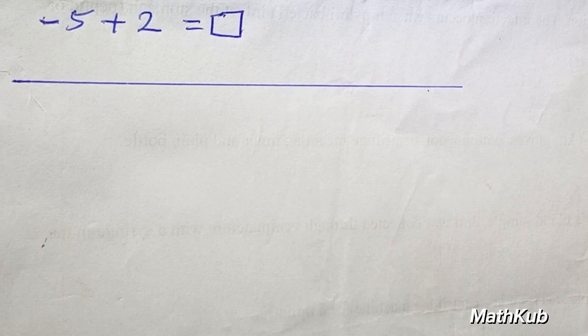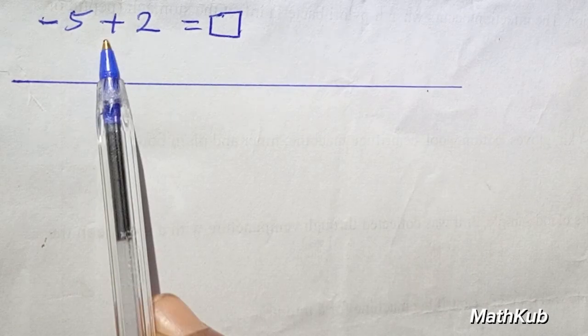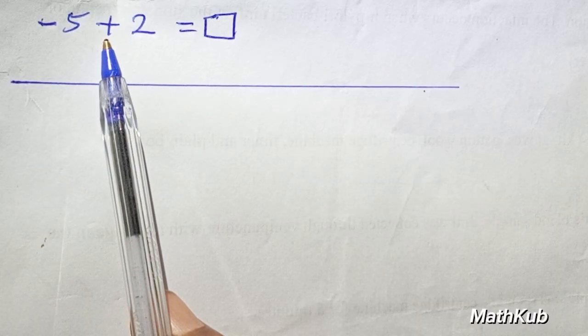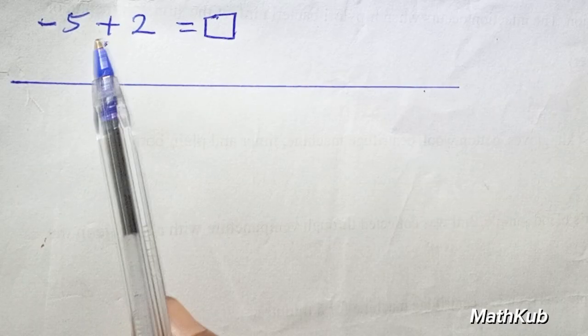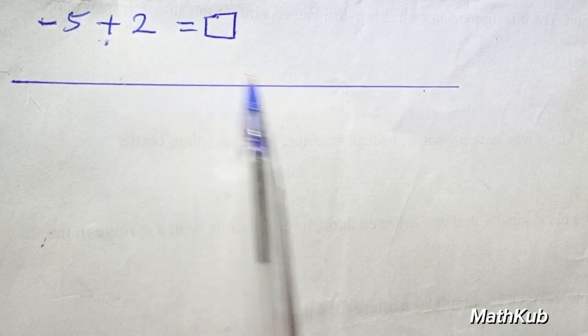Alright, for our second question, we have minus 5 plus 2. Remember, this is minus 5, not 5. Minus 5 is different from 5. It means that minus 5 is at the left hand side. So what we are going to consider is this middle sign. Is it addition or subtraction? Since it is addition, that means we are going to the right.